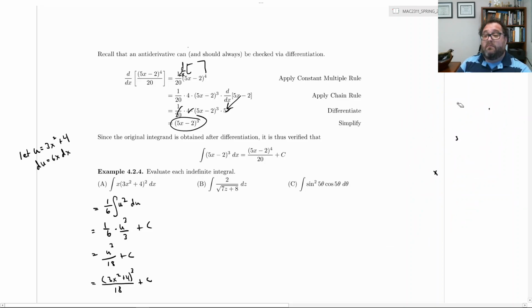And again, I've said this before many times. You should be in the habit of confirming your solutions to antiderivatives. You should be in the habit of confirming those solutions via differentiation.